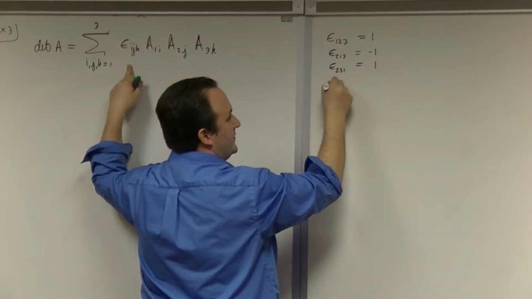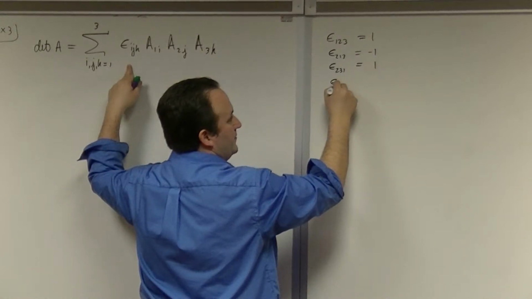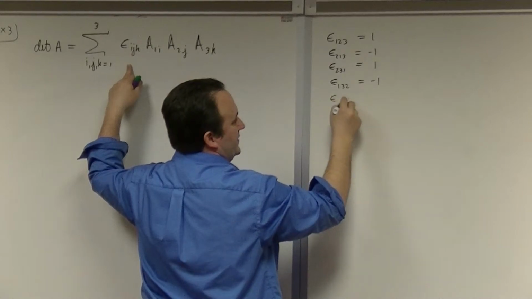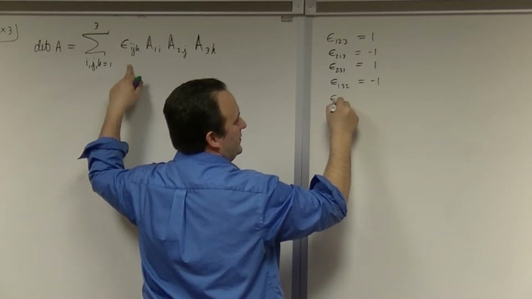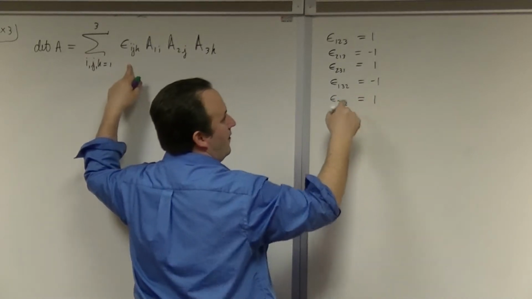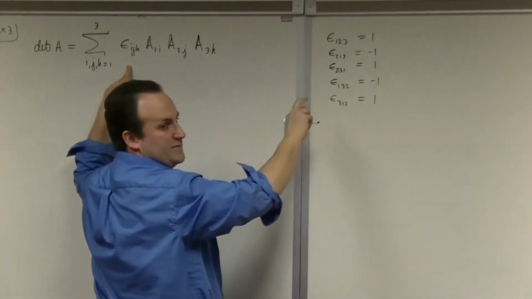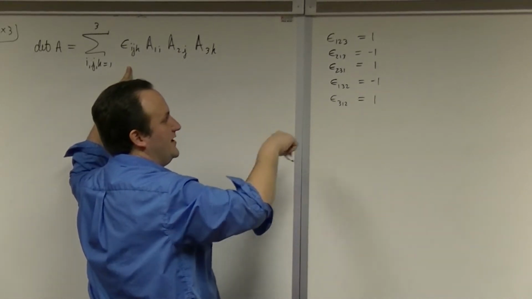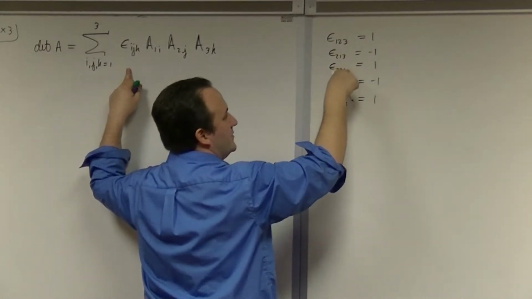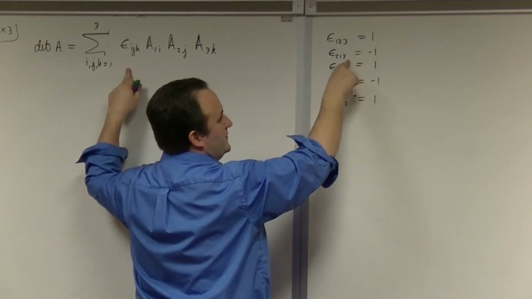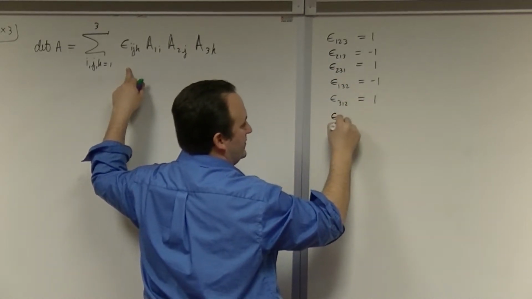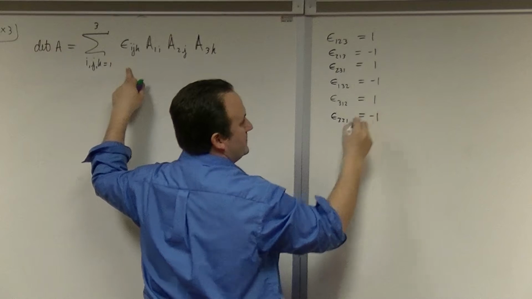Let's see here. What else can you get? Epsilon 1, 3, 2 is minus 1. Epsilon 3, 1, 2, I don't think I had that one yet. 3, 1, 2 would be 1. Each one in this list, I'm just flipping a pair of indices to get to the next one and changing the sign, right? Can you think of any other distinct triples? I've got 1, 2, 3, 2, 3, 1, 2, 1, 3, 2, 3, 1, 3, 2, 1. Okay, what would that be? Epsilon 3, 2, 1. Negative 1.